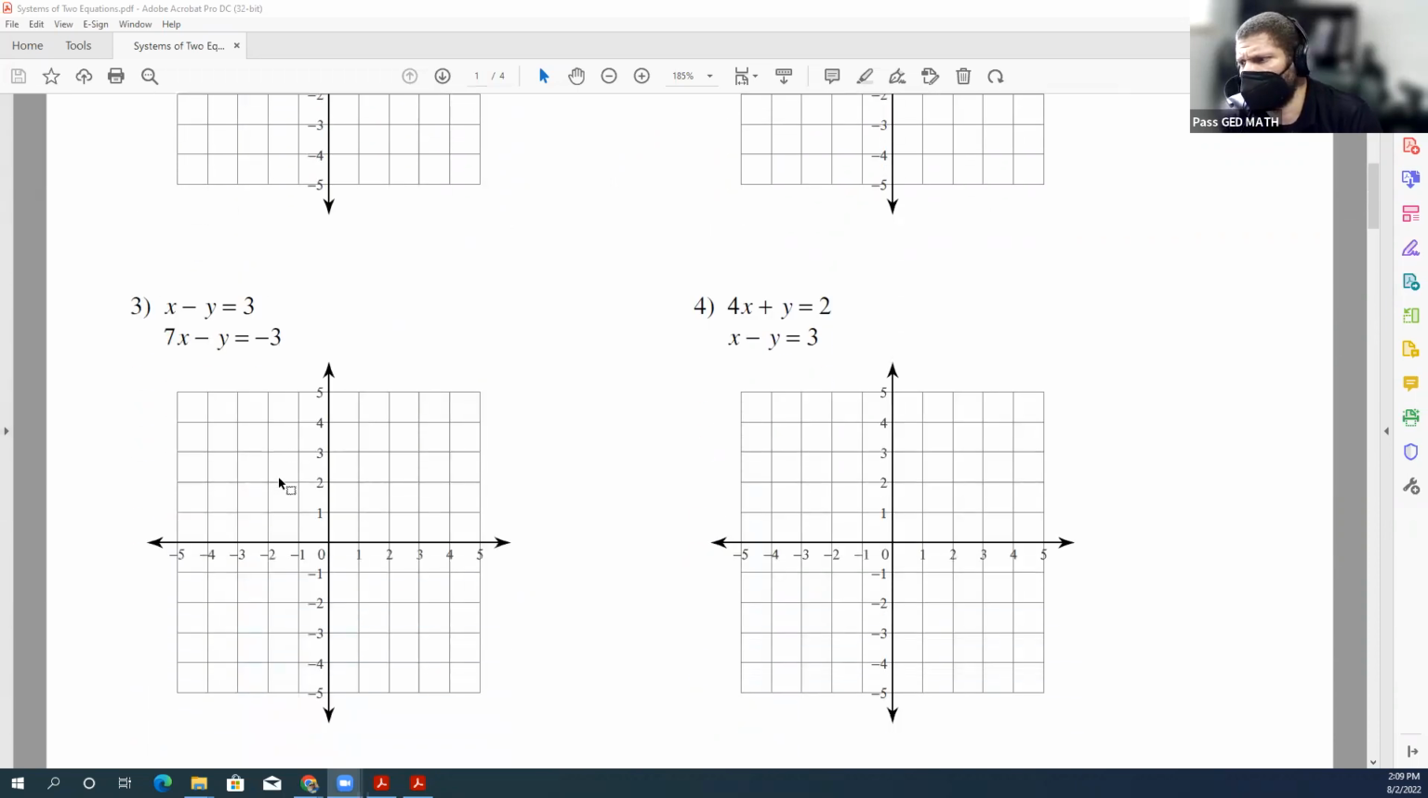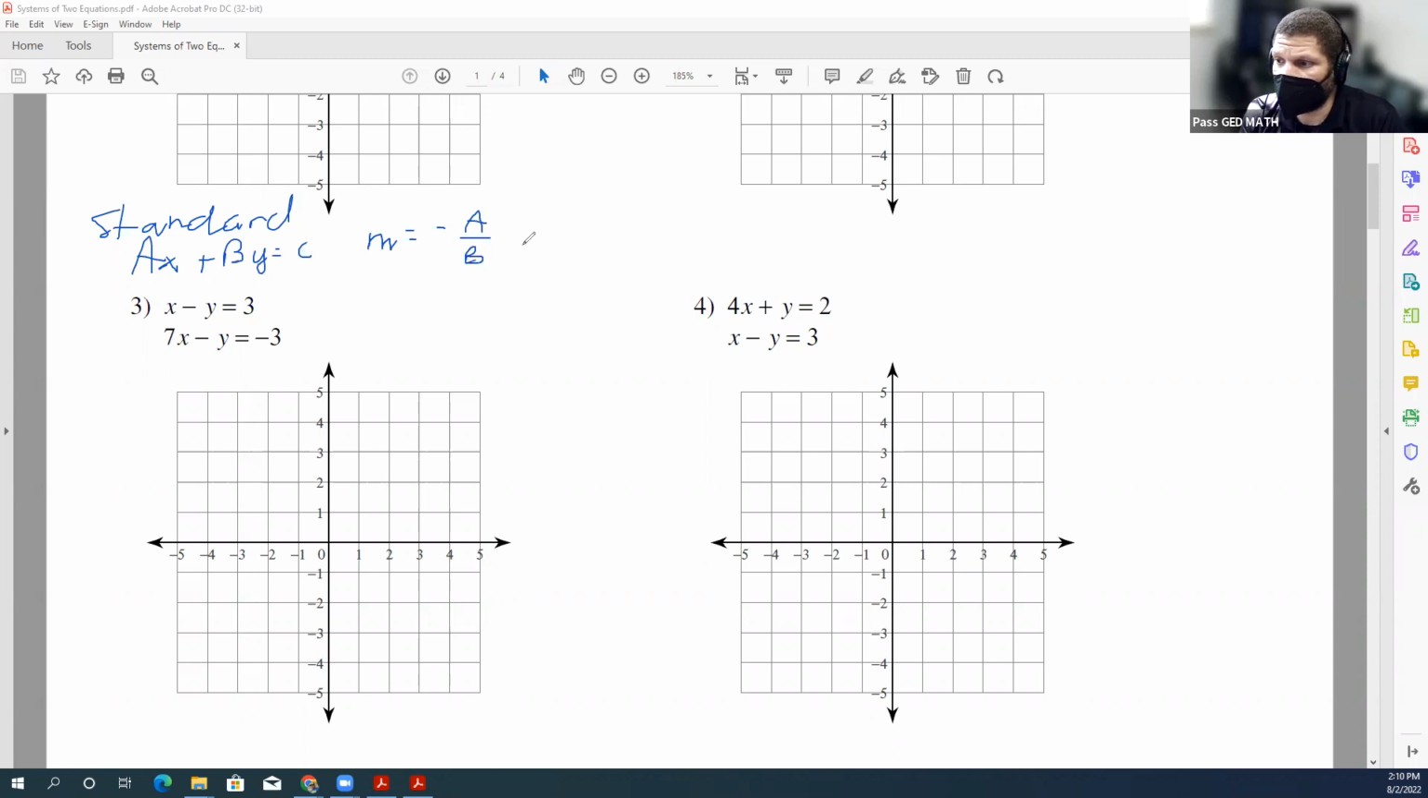The second example I want to look at is number 3. Okay, this is a little different. Our linear equation is not in slope-intercept form, but it is in standard form. You should know by now, standard form is ax plus by equals c. You should also know that to find the slope is -a over b, and to find the y-intercept is c over b.